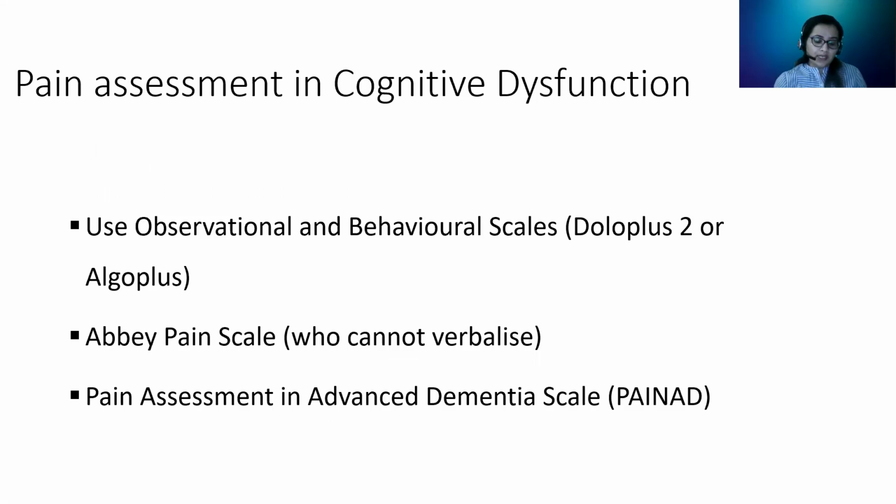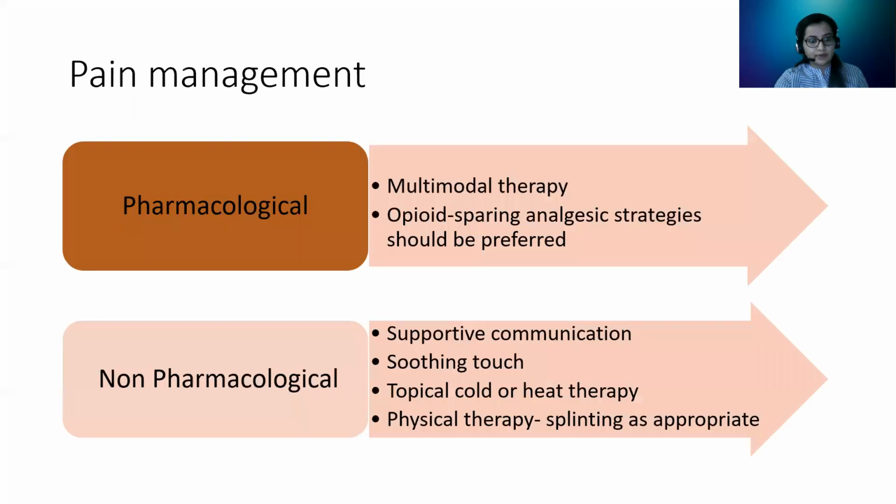The commonly used pain assessment scales in geriatric patients are the same as used in adults, like the visual analog scale, verbal and numeric pain intensity scale, or FACES scale. However, observational and behavioral scales are advised in patients with cognitive dysfunction. For postoperative pain management, multimodal therapy is suggested to provide superior analgesia and physiological benefits. However, opioid-sparing analgesic strategies should be preferred to prevent respiratory depression and also to prevent delirium.